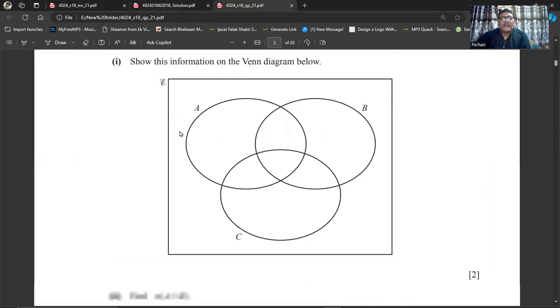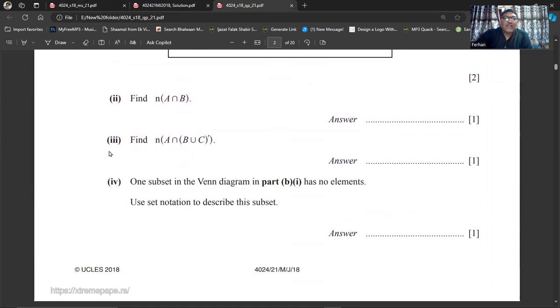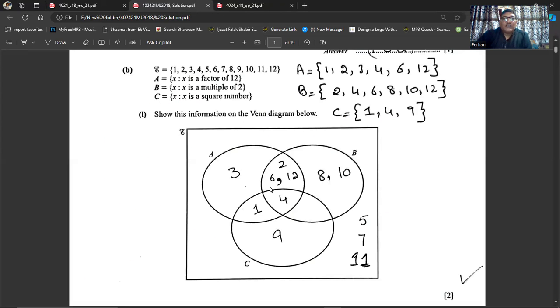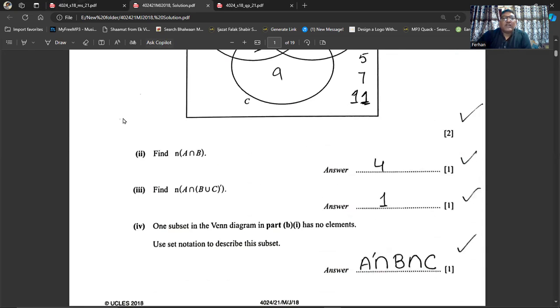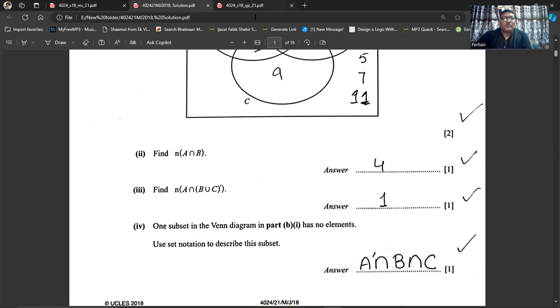I hope you understand. Now the next question, the second portion: find n(A intersection B). Small n means how many members there are. A intersection B means the common elements between A and B. The common elements between A and B are 1, 2, 3, and 4? So there are 4 numbers common between A and B. This is my solution.